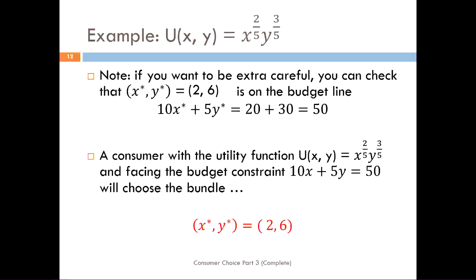Okay. So we conclude that's our method for finding the most preferred affordable bundle. Set the marginal rate of substitution equal to the relative price Px over Py, and then make sure it's on the budget line, Px x plus Py y is equal to M. Okay. That's our methodology.